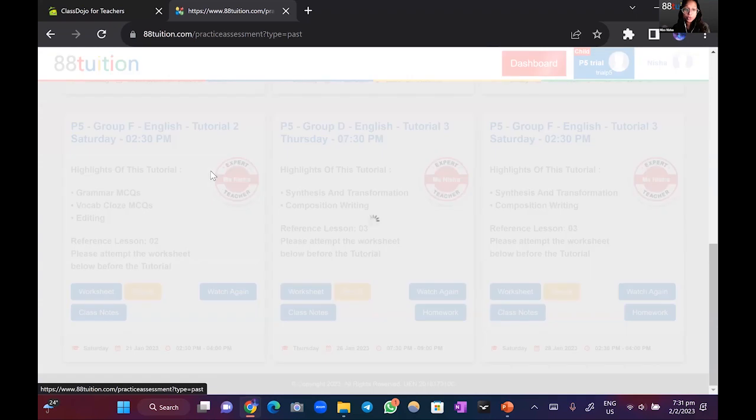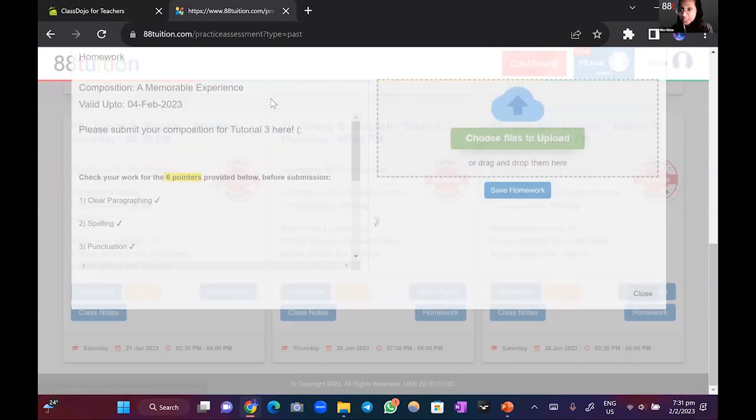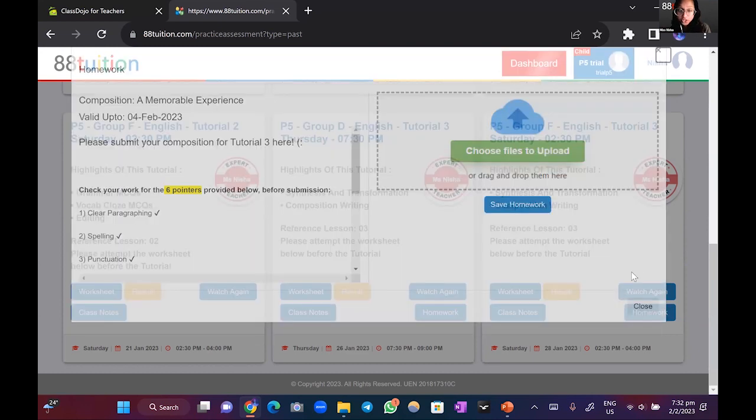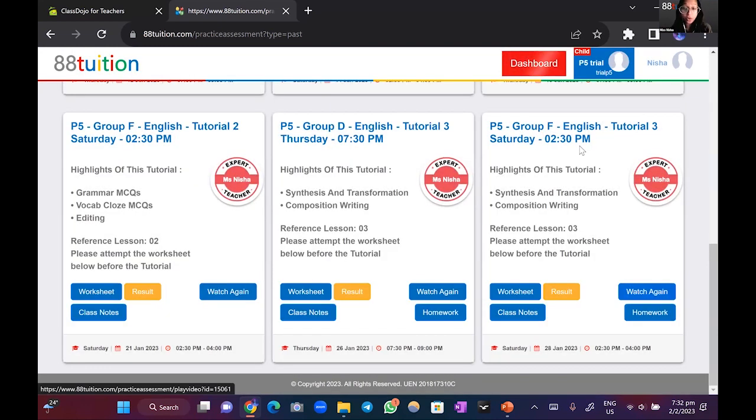This is for you to upload your composition, which I have not received. Please make sure you finish your memorable experience composition and upload it here. Click on homework and drop it here, and then I will download and mark it. Tutorial 3 is where you upload your homework for composition. Under homework, tutorial 4 is where you upload your situational writing, which is part of today's lesson.